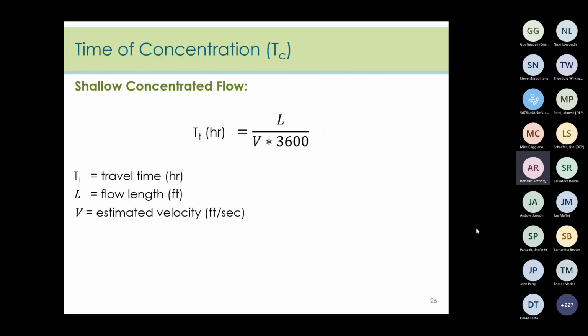So next we'll cover how the travel time for shallow concentrated flow is calculated. This travel time is equal to length for this particular segment divided by the estimated velocity and multiplied by 3600 for the conversion from seconds to hours. Velocity is estimated based on a site's surface condition and slope.